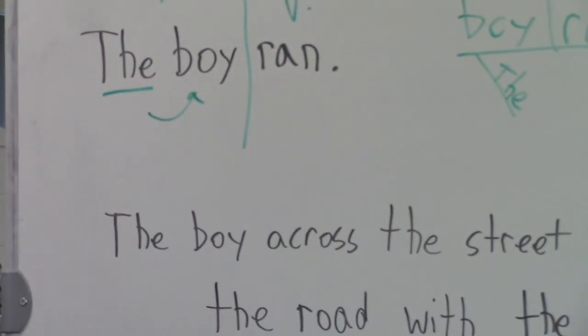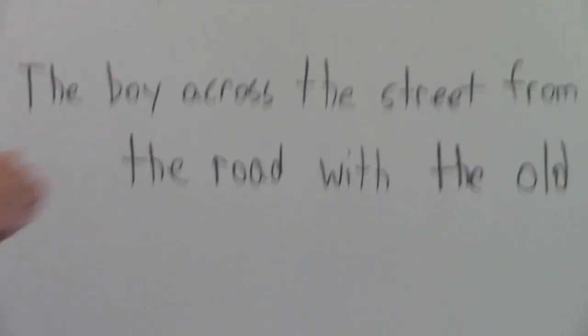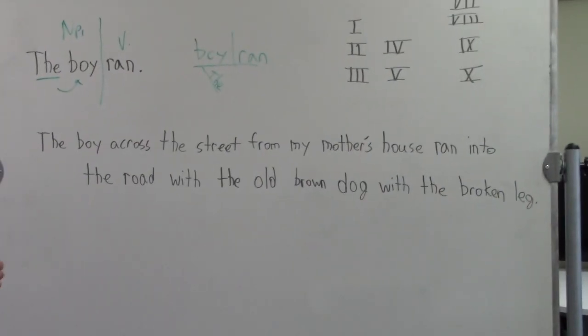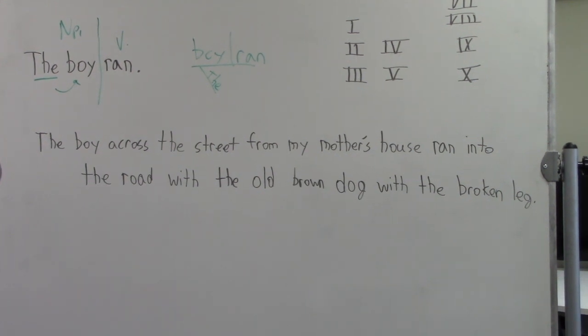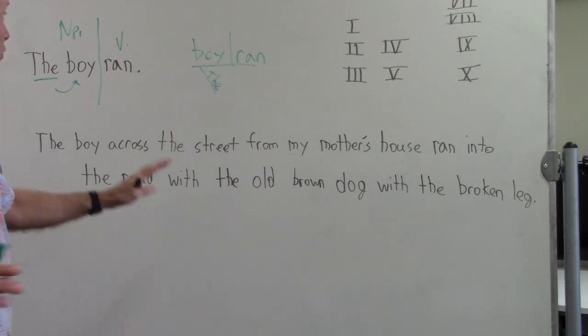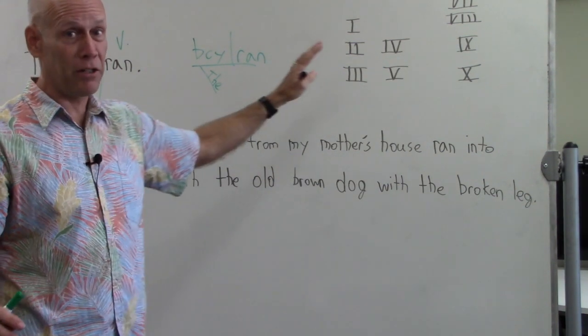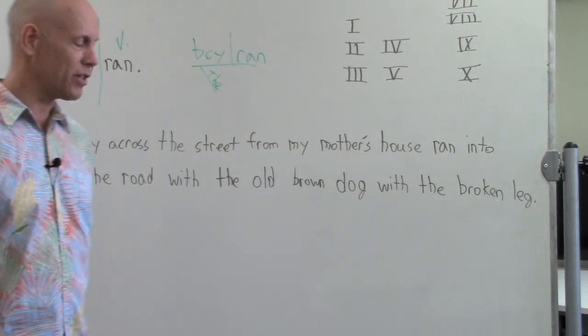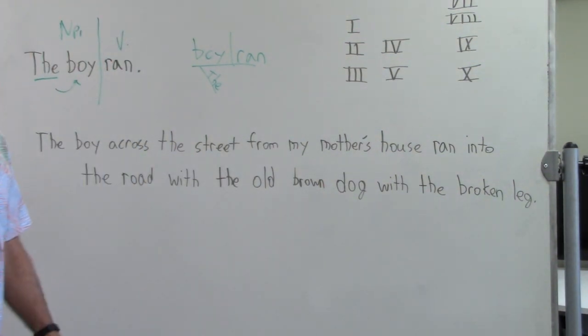Now, what a mouthful. What is going on with this big, long sentence? How are we going to tackle that? Can you read it out for me? The boy across the street from my mother's house ran into the road with the old brown dog with the broken leg. There's nouns all over the place. So we need to find out the subject, and whether there's a subject complement or a direct object. We'll get to those things later. Let's start with the nouns.